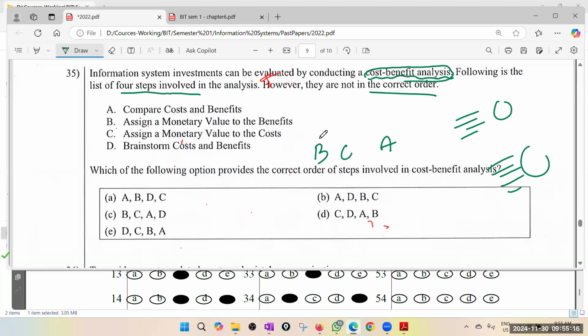Anyway, B, C, or C, B, I don't mind. Brainstorm cost and benefits, so that is to identify cost and benefits. I would say initially we need to do that, because after brainstorming, we can get this. So I'm looking for something where A is the last, D is the first. I'm not interested in these two because we can do them in whatever order. So therefore I'll go for E. Okay, I'll go for E.